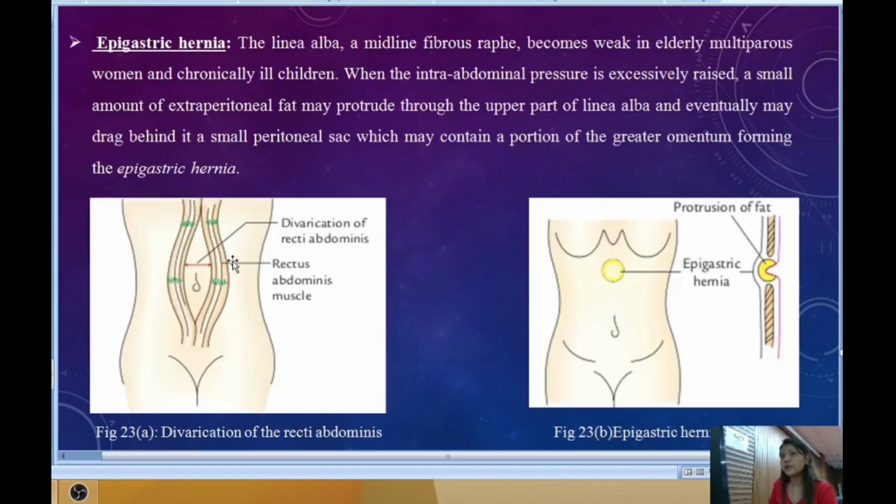So here you can see there is divarication. The rectus muscle has split, divarication of rectus abdominis, and also we have epigastric hernia. So this is a midline hernia. A midline fibrous raphe, if the rectus becomes weak, so in elderly multiparous women, you might see a hernia here, known as epigastric hernia, and there might be protrusion of fat in this hernia.